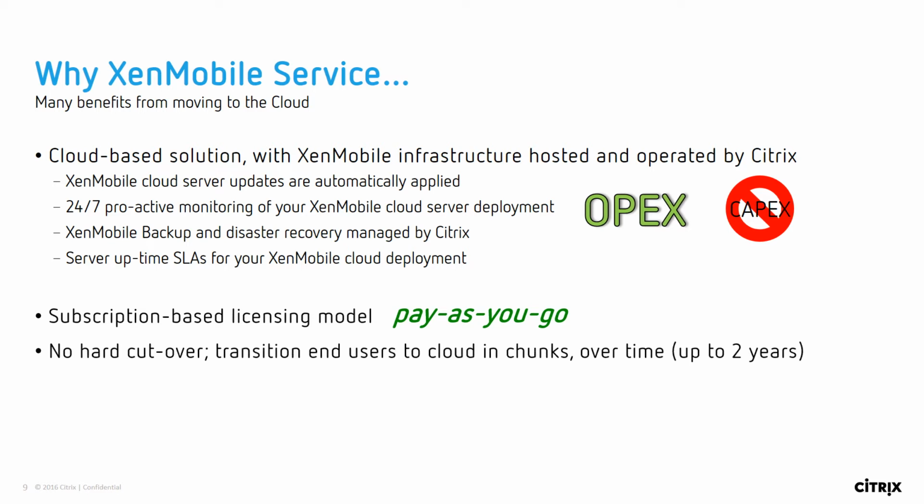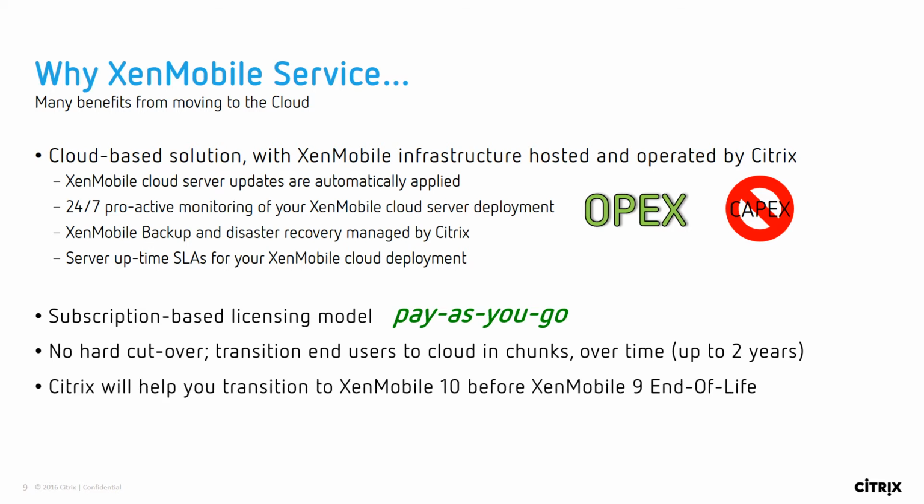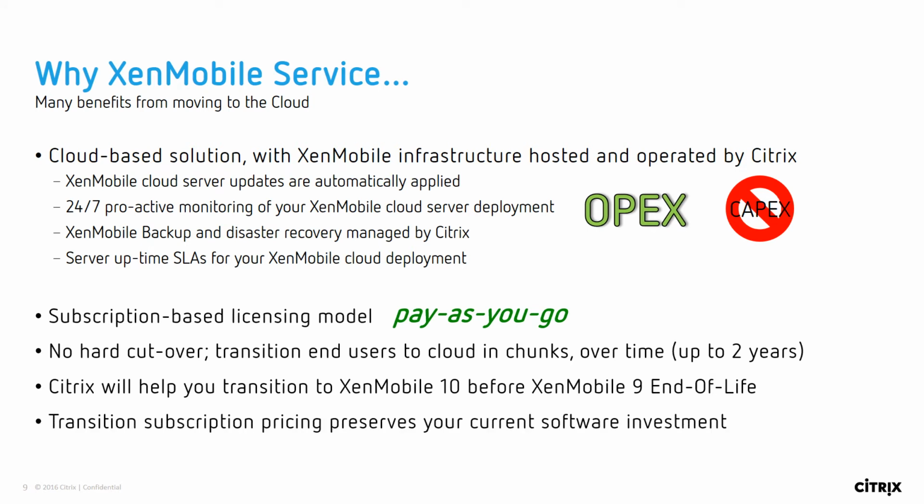You can run your current system in parallel while transitioning to the cloud, and you can take up to 2 years to do this. And Citrix can help you with the transition. We also have very attractive transition pricing to preserve your investment in your current XenMobile software. So let's take a look at what's involved. There are four transition steps as follows.